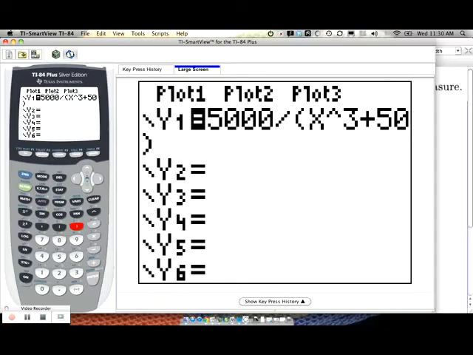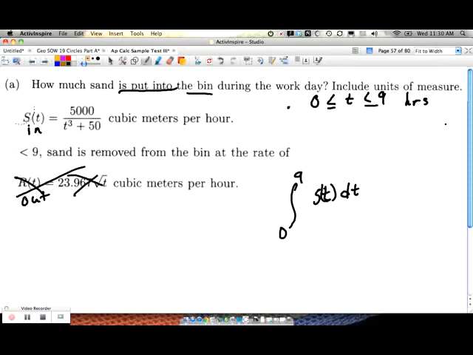Now if you don't put this parenthesis here on the first half, then it's going to look like something different. It would just do 5,000 divided by x cubed and then add 50 after that. So we've got to follow the appropriate order of operations in here. It was plus 50, so let's integrate that.